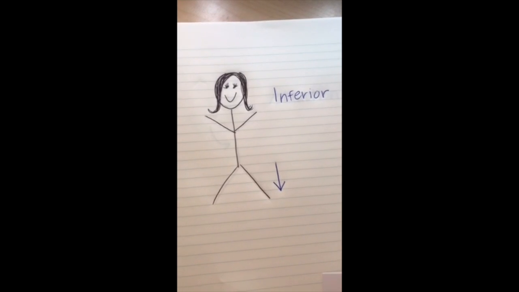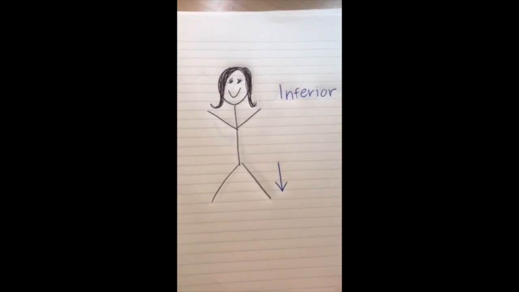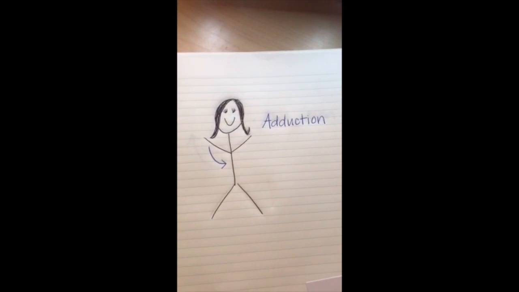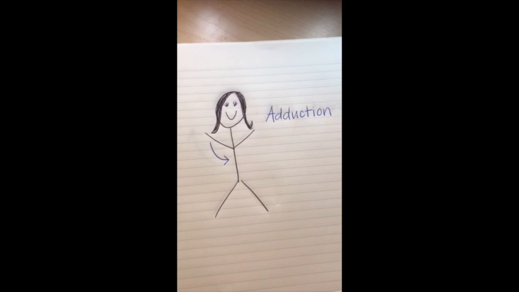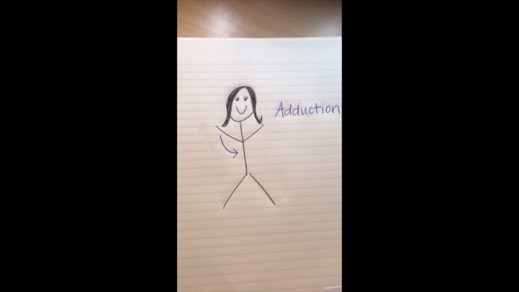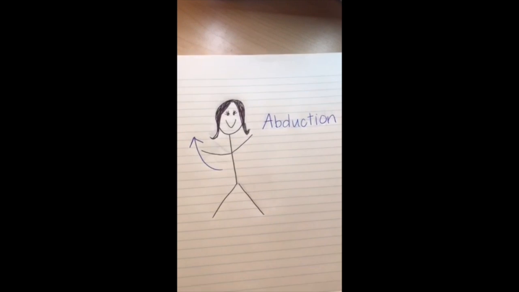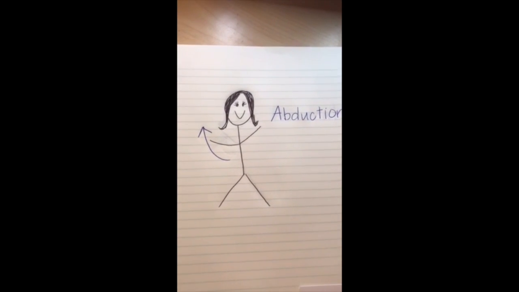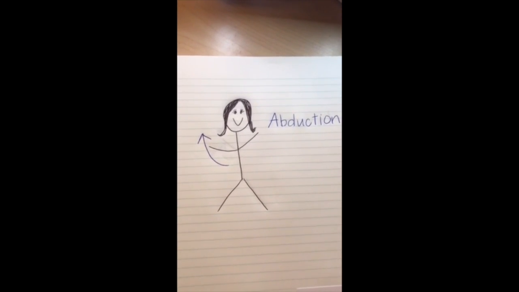Inferior refers to below or lower. For example, the foot is inferior to the knee. Adduction is the movement towards the midline. As you can see, the arm is being adducted towards the midline. Abduction is the movement away from the midline. As you can see, the arm is being moved away from the midline.